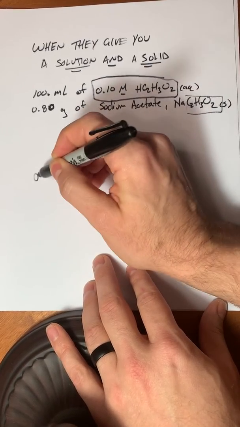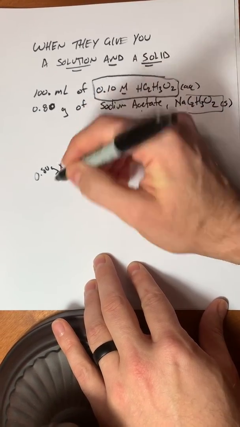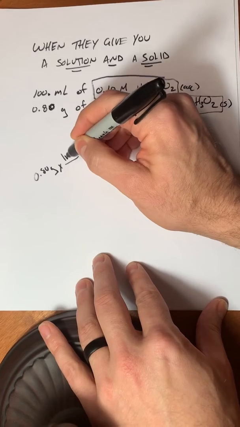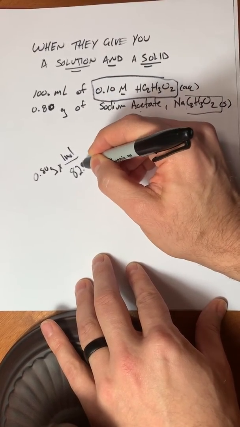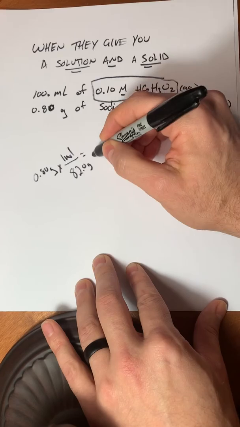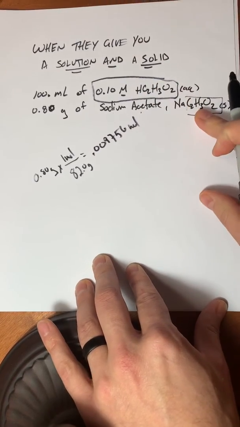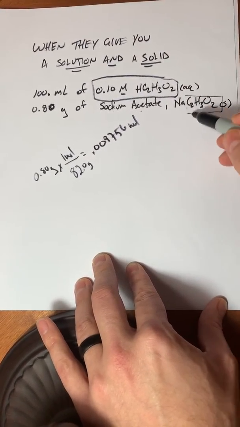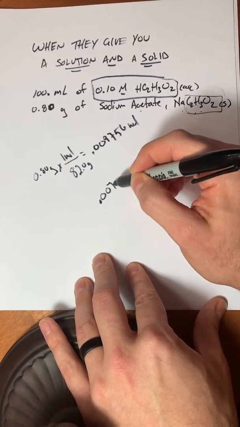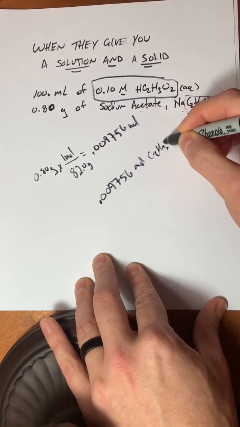Well, we take 0.80 grams of sodium acetate times, well, sodium acetate has a molar mass of 82 grams per mole. So that's 1 mole of sodium acetate for every 82 grams. And that gives us 0.009756 moles of sodium acetate. Well, how many acetates do we get for every sodium acetate? Well, it's just one. So that means we have 0.009756 moles of that acetate ion.